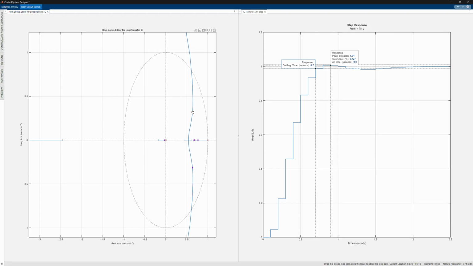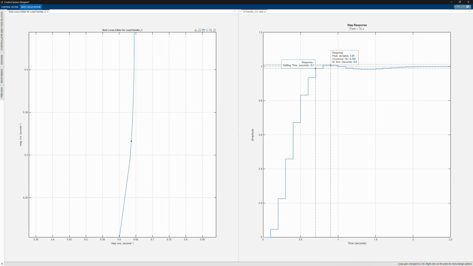If I go a little larger or smaller, I have to zoom in to make it a little better. So go down, you see that, go down, and this is approximately what I had.